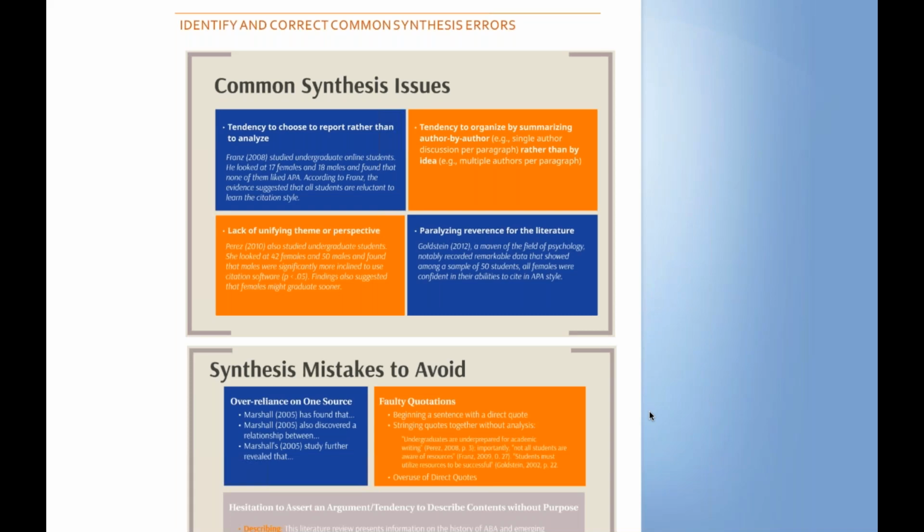So here in this example, Perez also studied undergraduate students. She looked at 42 females and 50 males and found that males were significantly more inclined to use citation software. Findings also suggested that females might graduate sooner. It's pretty impossible for my reader to find out what my unifying theme or my idea is based on this. There's a lot of ideas present without transitions between them and without a connection to my overall perspective. This lack of unifying theme could lead the reader to cast off important information because they can't figure out how to connect it to the prior information.